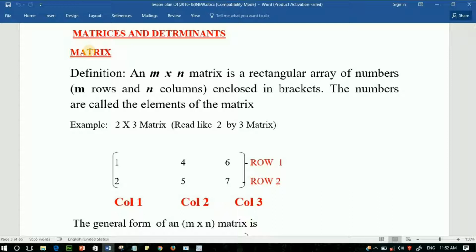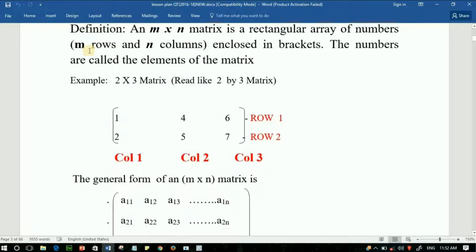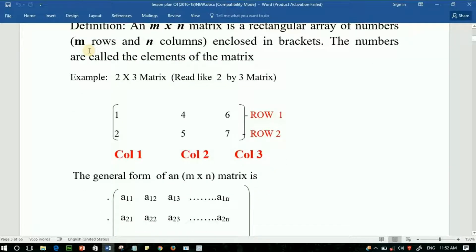You can see that the first row is 1, 4, 6. Row 1 is horizontal. 2, 5, 7 is the second row. Also you can see the vertical: 1, 2 are the column number 1 elements, 4, 5 column number 2, 6, 7 column number 3. So the general form of a matrix is A11, A12, A13, A14, etc.